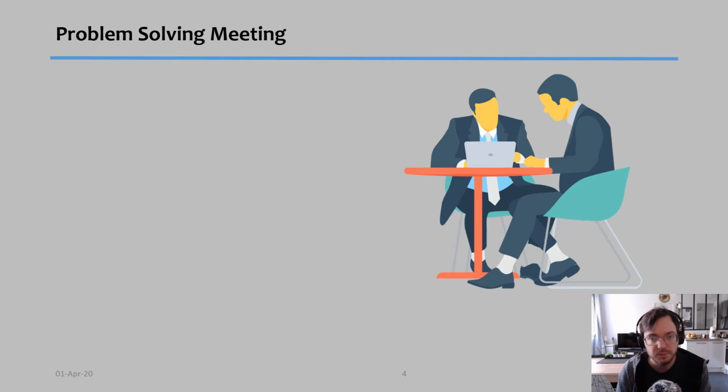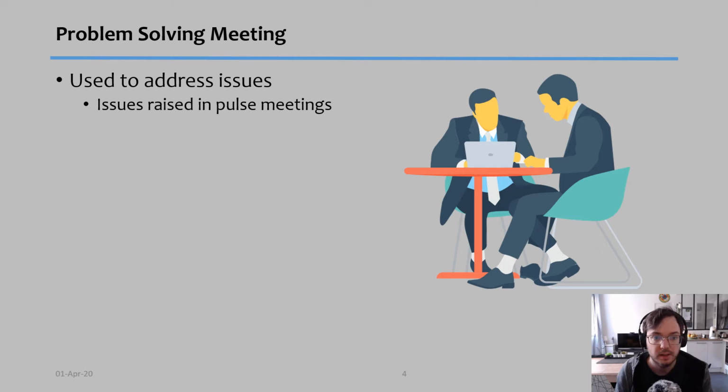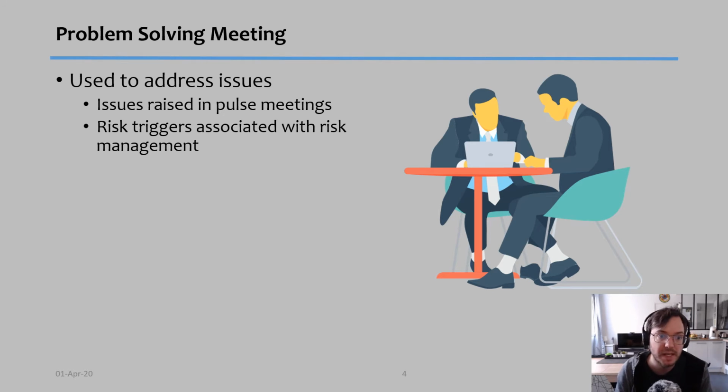So problem-solving meetings, what are they? First of all, they are used to address issues, to address problems. And these issues typically are raised during the pulse meetings, or they're raised because a trigger associated with the risk of the project has been activated. I spoke about that in my video about risk management.